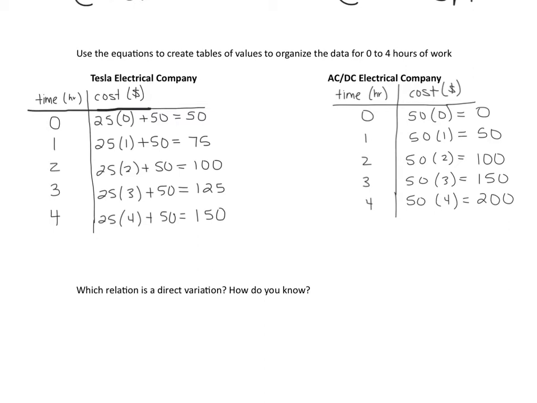Well, if I look at my Tesla company, when the time is 0, the cost is $50. But for the AC/DC electrical company, when the time is 0, the cost is also 0. So they don't charge you any money for doing any or 0 hours of work. So the AC/DC electrical company is the relation that is a direct variation.